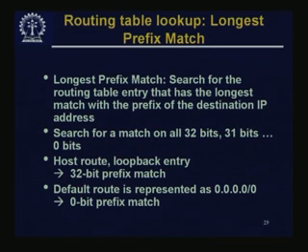Now, as I said, we want to minimize the size of the routing table. Another thing which is done is to use a longest prefix match. Now, what is longest prefix match? Search for the routing table entry that has the longest match with the prefix of the destination IP address. That means, search for a match on all 32 bits. As I said, the IP address contains 4 integers less than 256, that means 4 bytes actually, which is 32 bits. So, an IP version 4 address is 32 bits long.